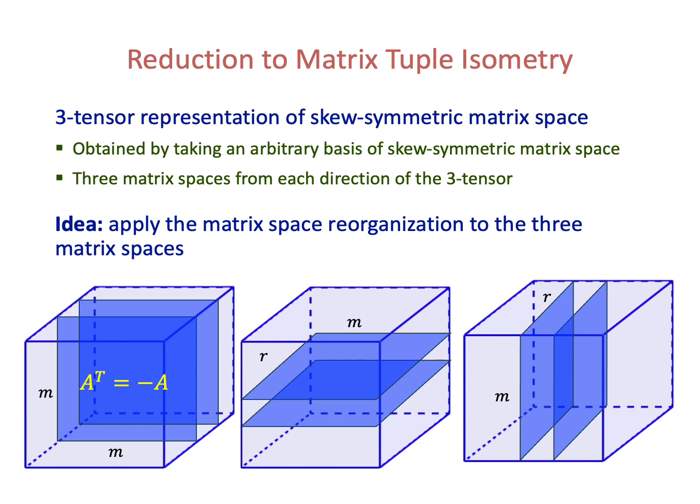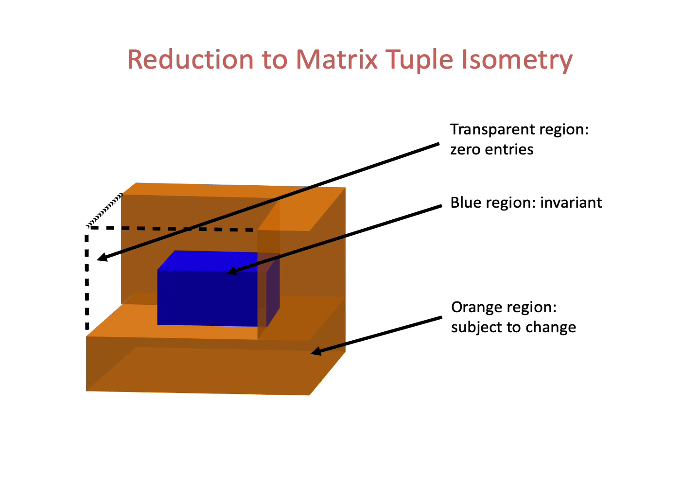Our idea is to apply the matrix space individualization and refinement method and the low-rank matrix characterization to all the three matrix spaces. This is a visualization of the resulted structure. The transparent region contains only zero entries. The blue region is non-zero but fixed no matter which linear basis we use for the three directions. The orange region, which contains three sides, varies when we use different linear bases on the three directions.